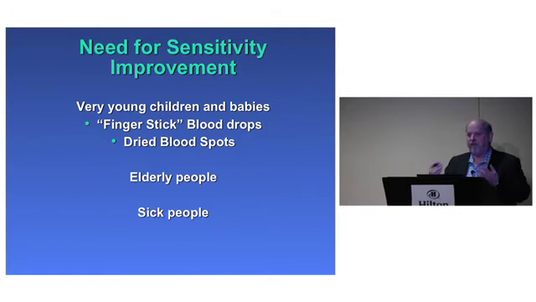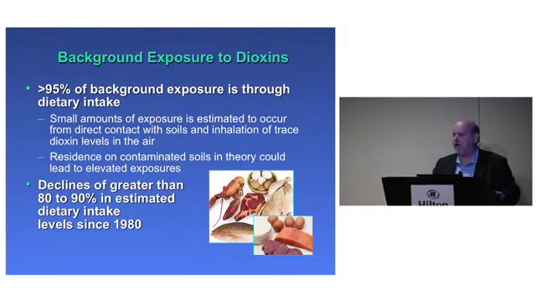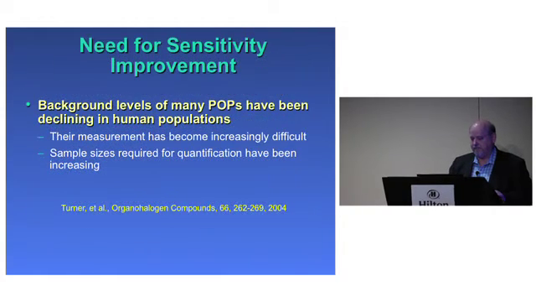So driving all of this is sensitivity. If we can increase our sensitivity, we can decrease the amount of matrix that we need to do these analyses. We know that 95% of our exposure is through our food. We've had a decline of 80 to 90% in our dietary intake of these compounds since 1980. So that's another thing driving this need for increase in sensitivity.